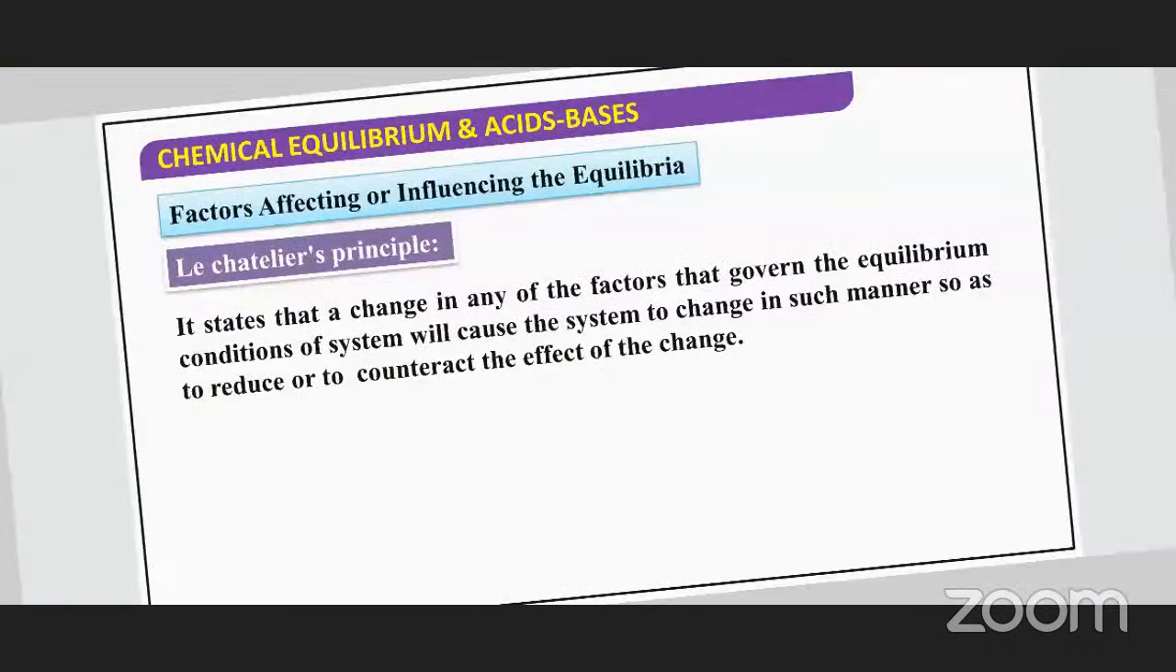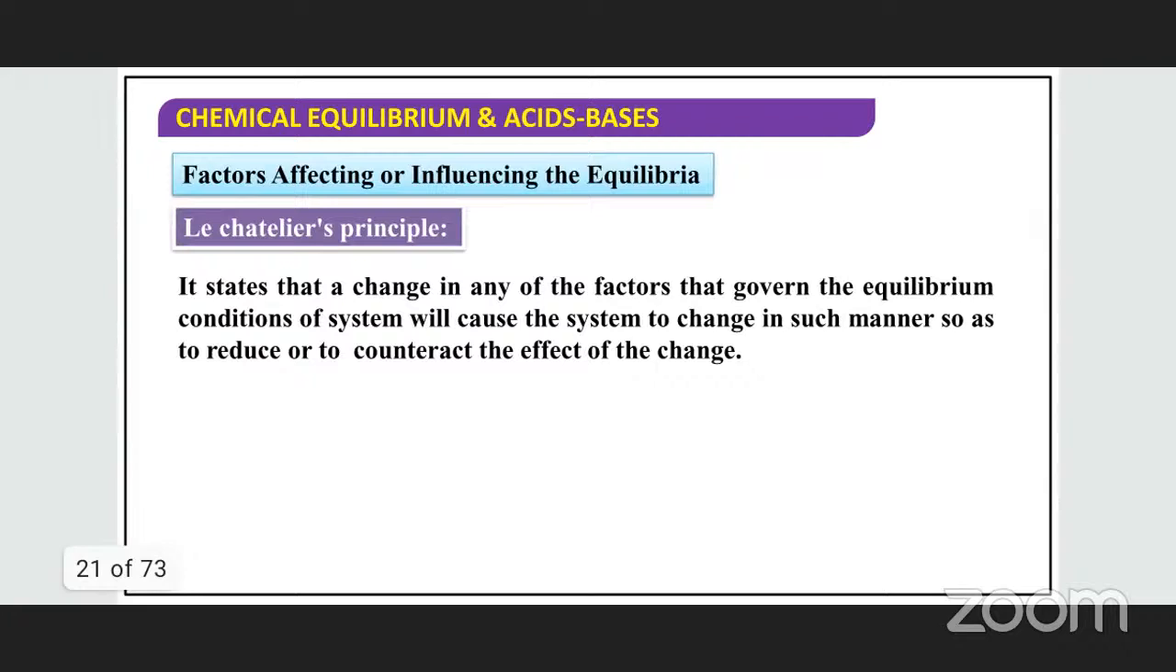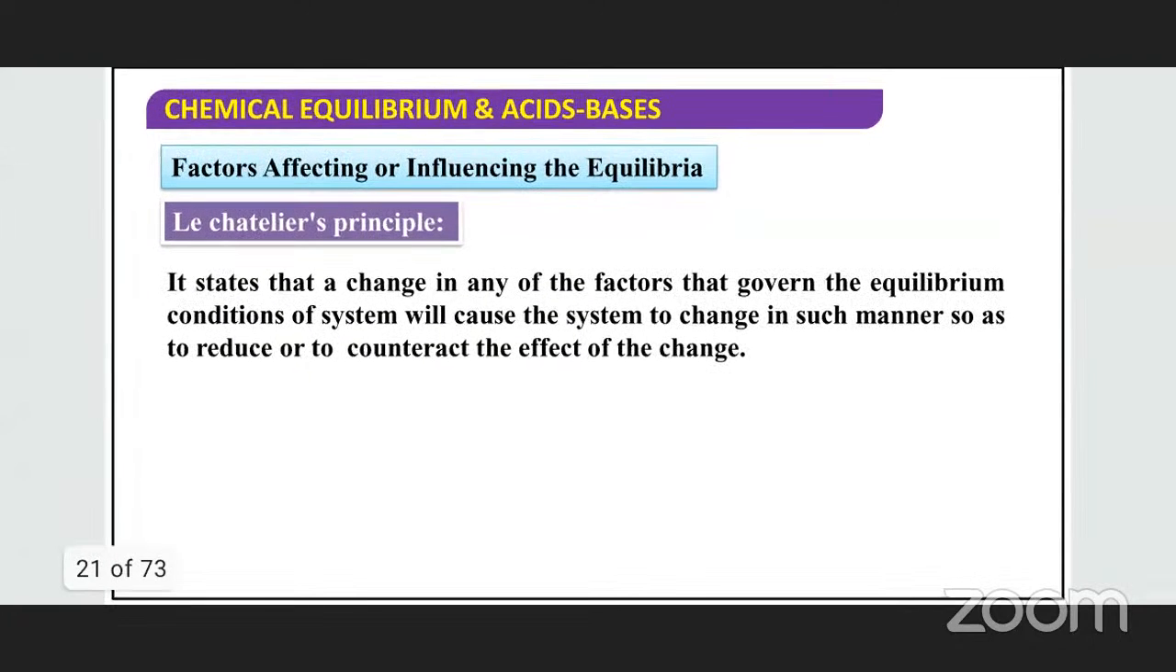What is Le Chatelier's principle? If a chemical reaction at equilibrium is subjected to a change in temperature, pressure, or concentration, the equilibrium position shifts in the direction in which the change is nullified or reduced. Once again, it states that a change in any of the factors that govern the equilibrium condition of a system will cause the system to change in such a manner as to reduce or counteract the effect of the change.